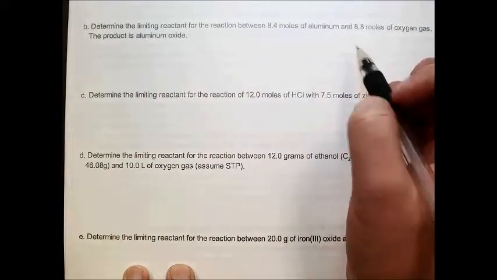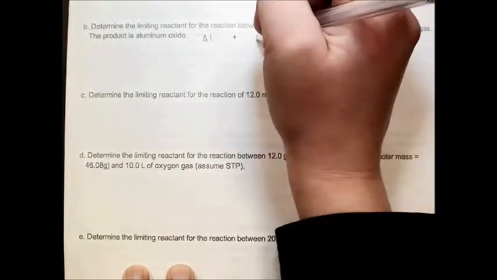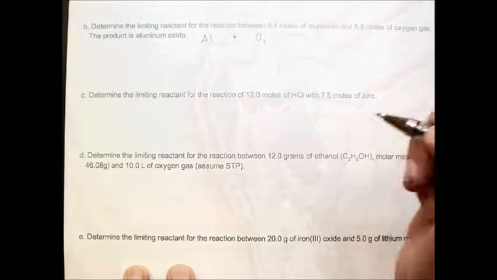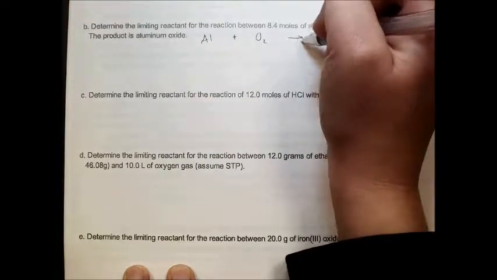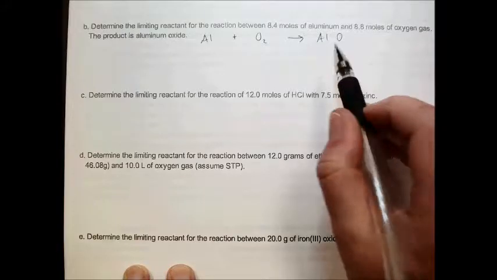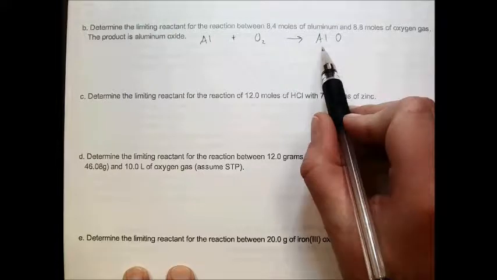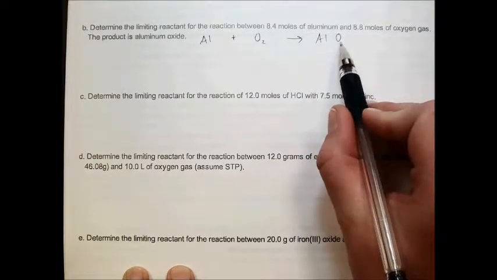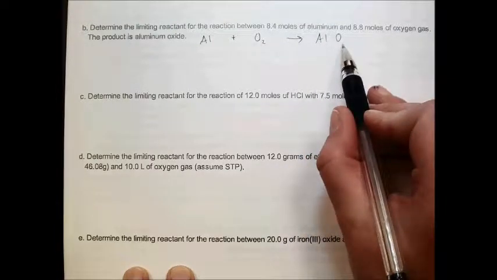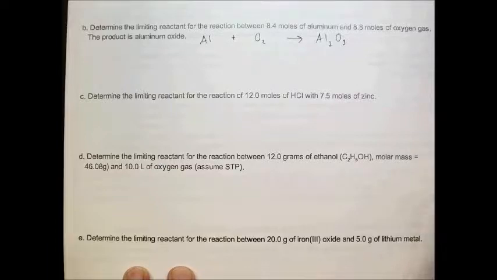Step number 1 is always to write your balanced equation. So I have aluminum combining with oxygen, which is diatomic. Those combine to form aluminum oxide, AlO. But I'm not quite done. Aluminum and oxygen, when they combine together, have different charges. Aluminum is +3, oxygen is -2. That means I would need 2 aluminums and 3 oxygens when they bond together. So there are my subscripts.